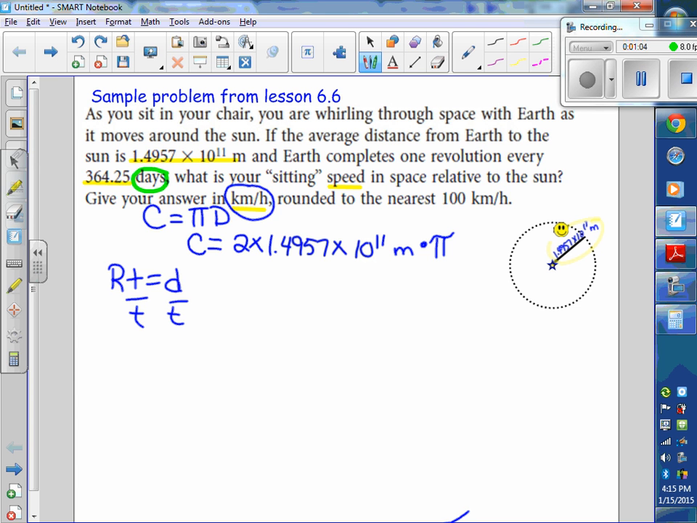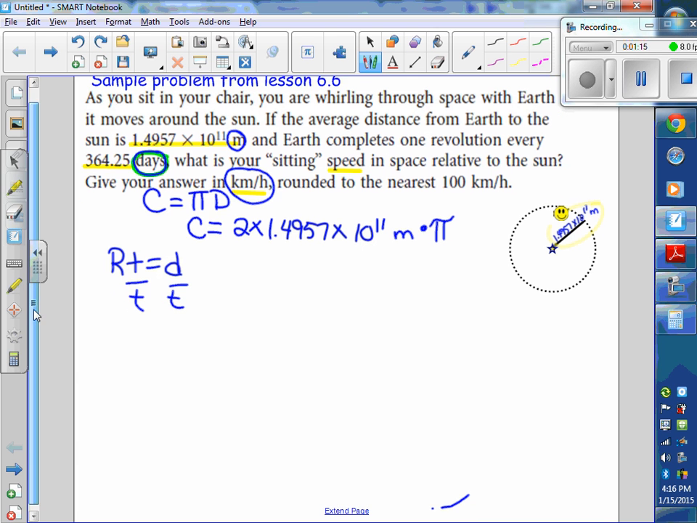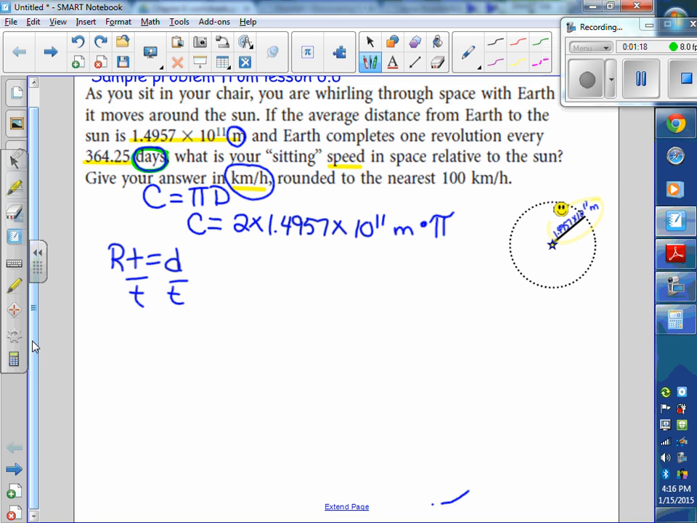But our distance is given in meters, and our time is given in days, and our answer is supposed to be in kilometers per hour. So I'm just going to go through the steps of how you would set that up with dimensional analysis and convert the units. In order to do this, our total distance is the circumference of our path. So that's pi times the diameter. Since they only gave us the radius, we had to double the radius.